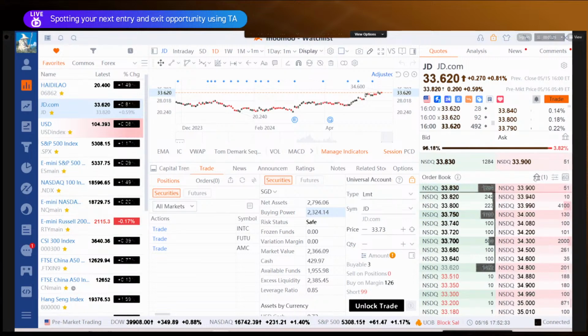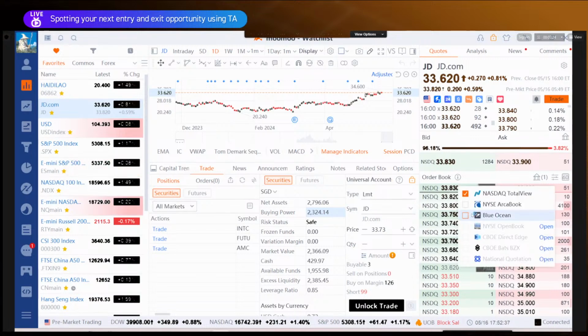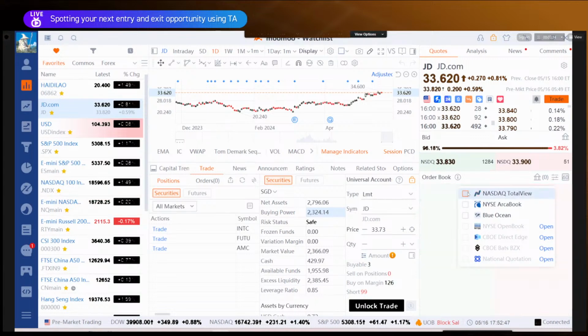When you have order book, you see this small little house here. You click on it. Now, you have Blue Ocean, you have Arcabook, you have all the other data, but I'm not really bothered with that. I really only want to highlight Nasdaq TotalView. All right, so I select Nasdaq TotalView.